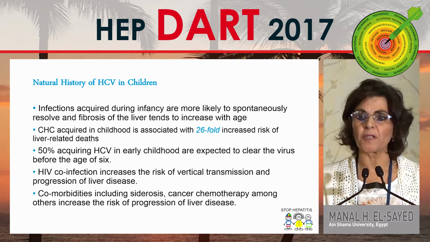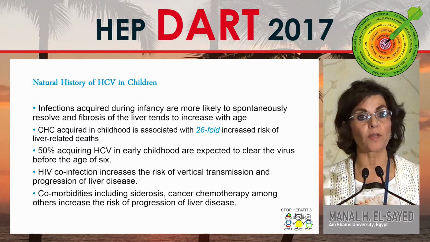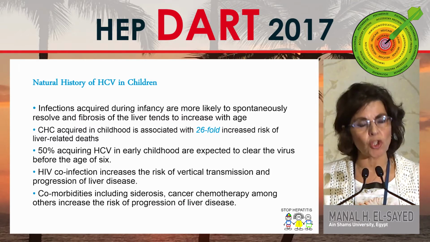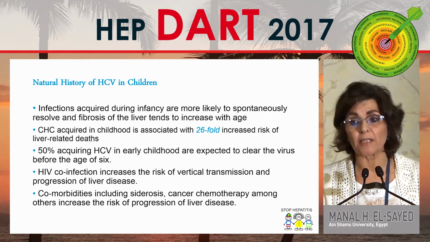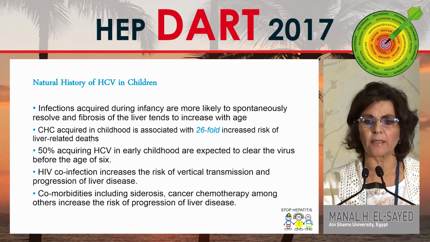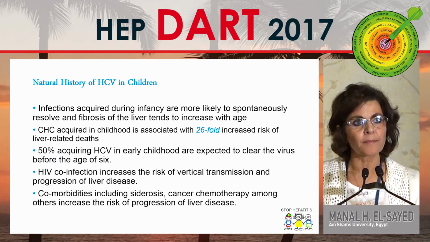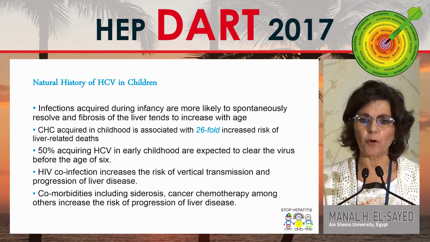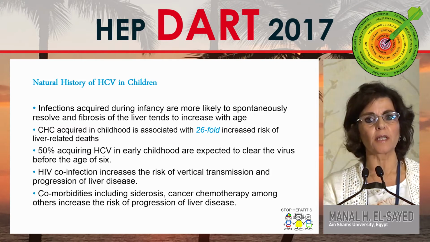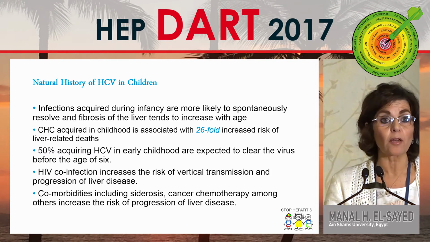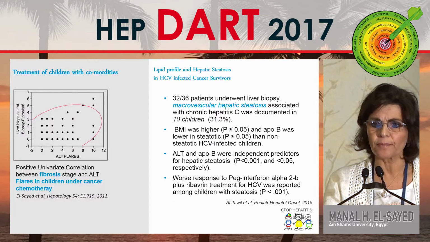So what about the natural history of Hep C in children? Infections acquired during infancy are more likely to spontaneously resolve, and fibrosis of the liver tends to increase with age, but the children who acquire Hep C very early have a 26-fold increased risk of liver-related deaths. However, 50% of those acquiring the infection early might clear the infection before the age of 6. There are lots of comorbidities that increase the risk of progression of liver disease, including HIV co-infection, siderosis, steatosis, and cancer chemotherapy, among others.